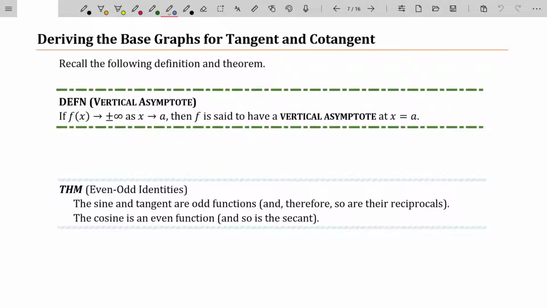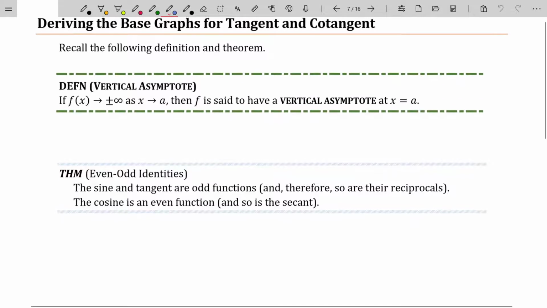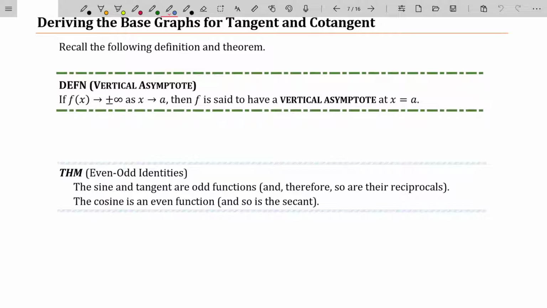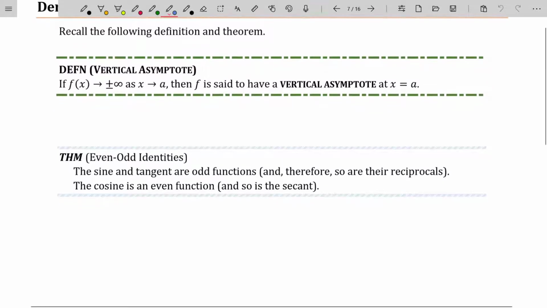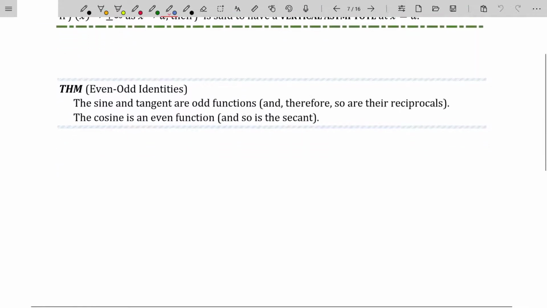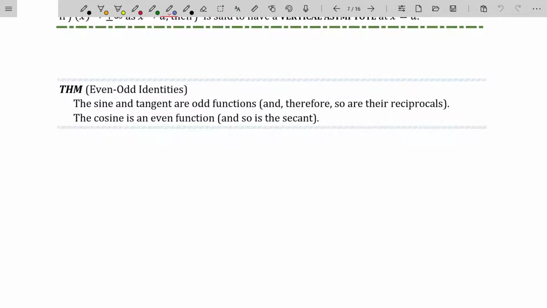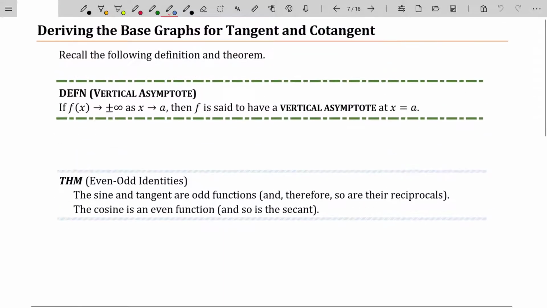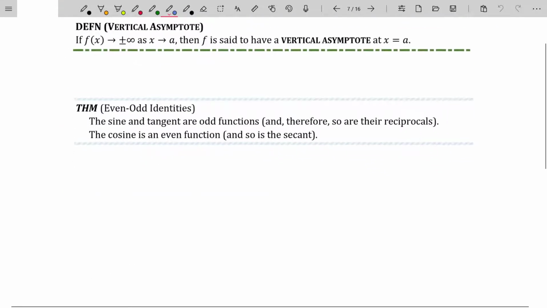So a function is said to have a vertical asymptote at x equals a if the function values tend to positive or negative infinity as x approaches a. And that is either from the left or the right or both. Doesn't really matter. And if you need a deeper description of that, please see my video on deriving the secant and cosecant graphs. Also mentioned in that same video that the tangent is an odd function, and so therefore the cotangent is also an odd function.